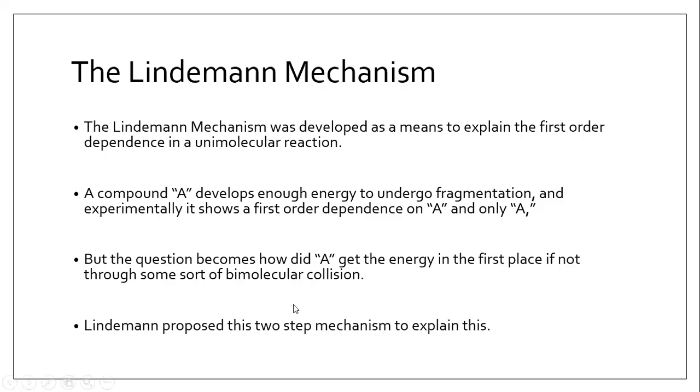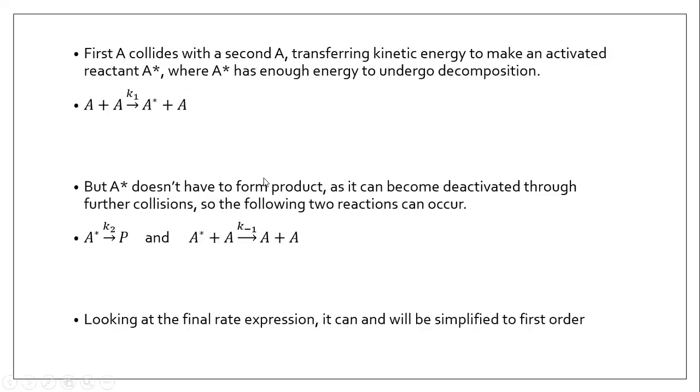Lindemann proposes a two-step mechanism to explain this. The first is that A collides with a second A. So we just have a bunch of A bouncing around, transferring kinetic energy to make an activated A, which we're going to call A star. A star has enough energy to undergo decomposition. So A plus A goes to A star and just another A. So essentially, two medium energy A's go to a high energy A and maybe a low energy A, but we don't really care.